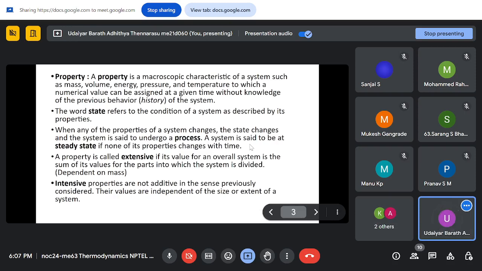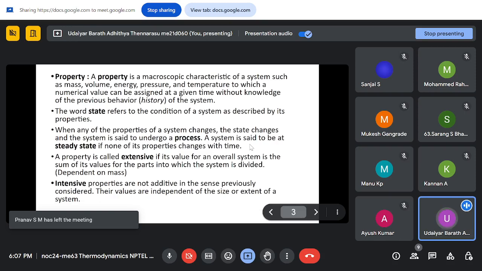Now these properties can be of two types: extensive type and intensive type. An extensive property is dependent on the mass, or the shape or volume of the system. For example, if you take 100 kg of water and you split it into two, each system will have 50 kg and 50 kg. The volume occupied will also be different. So pressure and volume, these are extensive properties because they are dependent on the shape and volume of the system.